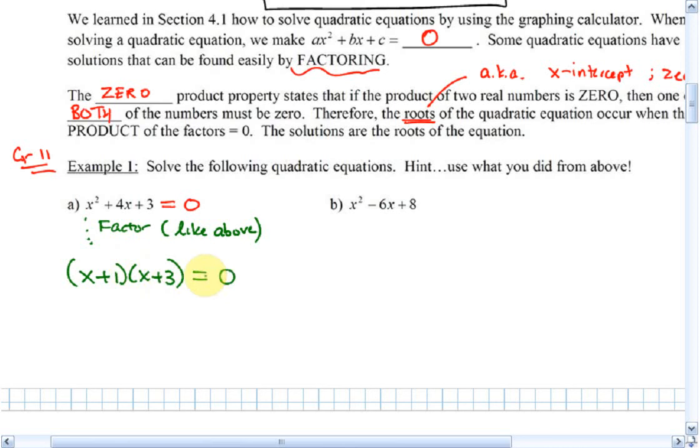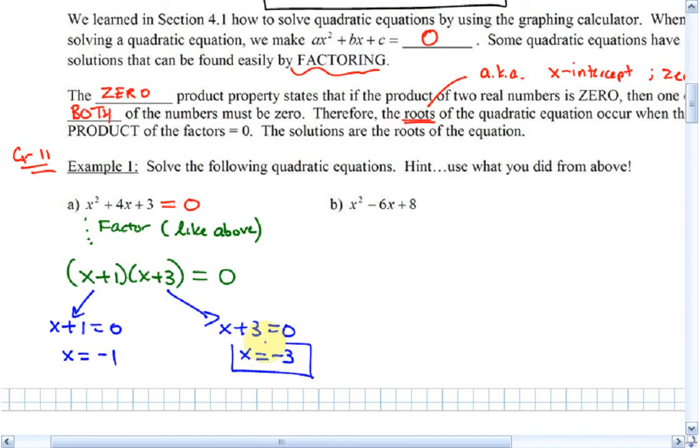Now, what does this zero product property say then? It says if the product of two real numbers is 0, that means one of them has to be 0. So then you're doing this. Either the x plus 1 must equal 0, or over here, the x plus 3 equals 0. Now, can you solve this, Isabel? X equals what number over here? Minus 1, good. Negative 1. And over here, minus 3, or negative 3. And ladies and gentlemen, there are your 2 answers.